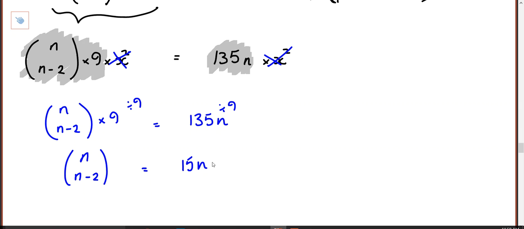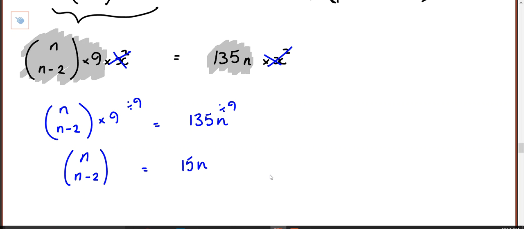So we've got it as simple as we can. We've now got those brackets. We've got to do something about them now. I've got it down to 15n. Right, I'm simplifying at this stage. I'm almost there. There's one thing I want to do that makes the brackets easier to deal with.